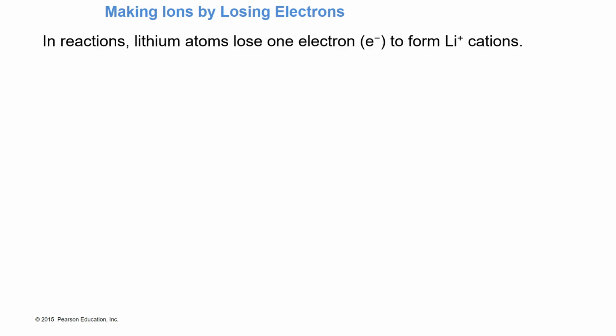So if we're looking at lithium, if I want to make lithium into an ion, in order for lithium to become a +1 ion, it has to lose 1 electron. So it goes from neutral lithium to lithium and 1 electron that's going off into space somewhere.